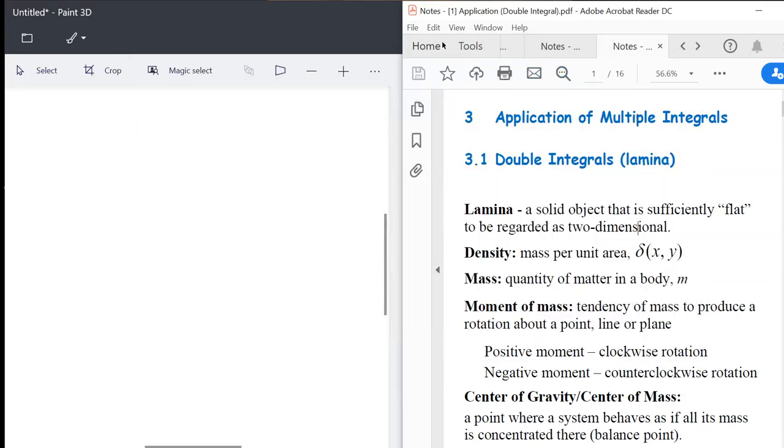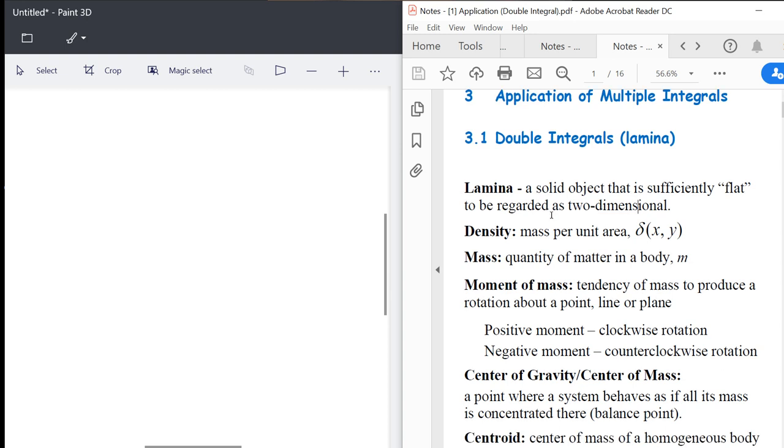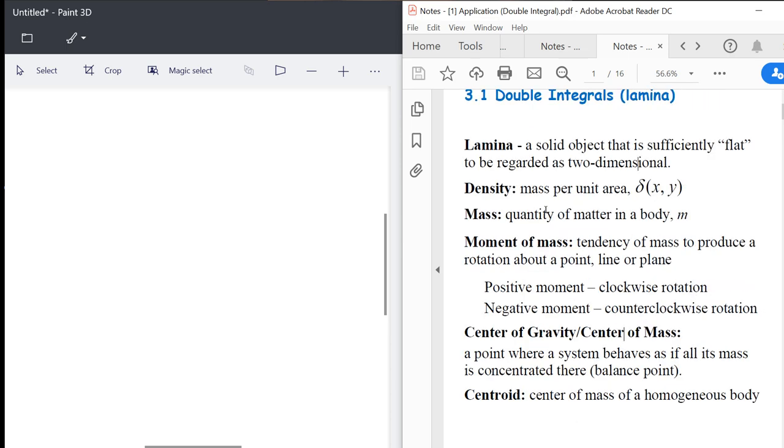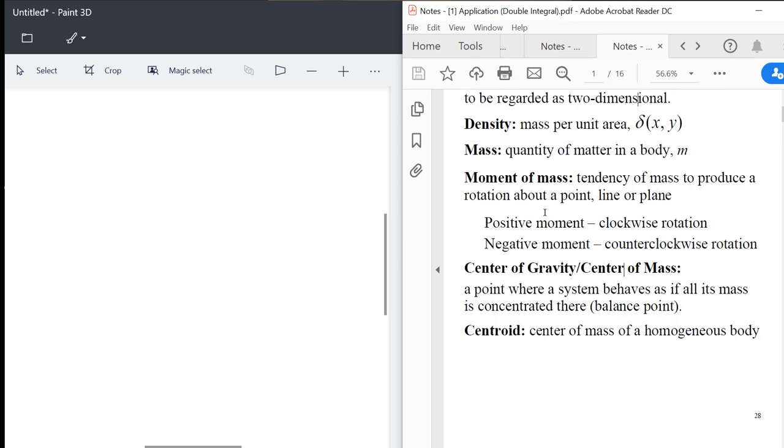Okay, so the next one is application of multiple integral. We're going to take a look at the application of double integral first. Based on the slide given, this is basically the terminology that will be considered for the application of double integral. We have lamina, density, mass, moment of mass, center of gravity, and centroid. You can take a look at the terminology on your own.